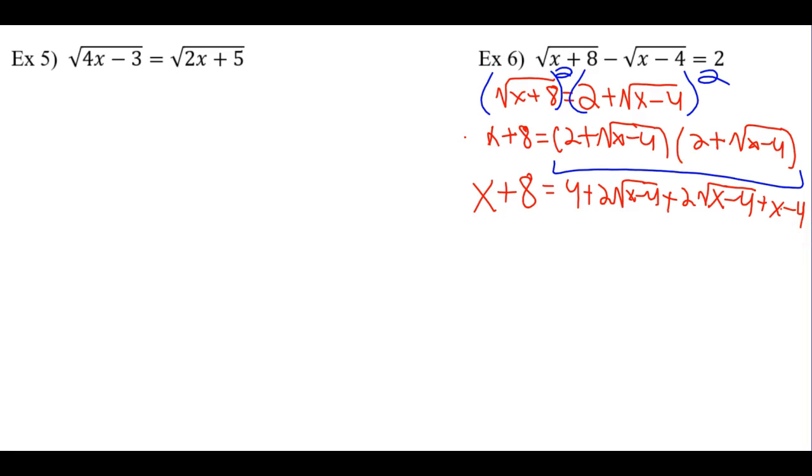Alright, so let's simplify. So x minus x is going to be nada. Then we're going to add this 4 right here and subtract that 4. Those cancel. 4 minus 4. So on the left side we have 8 equals. In the middle, 4 times this.